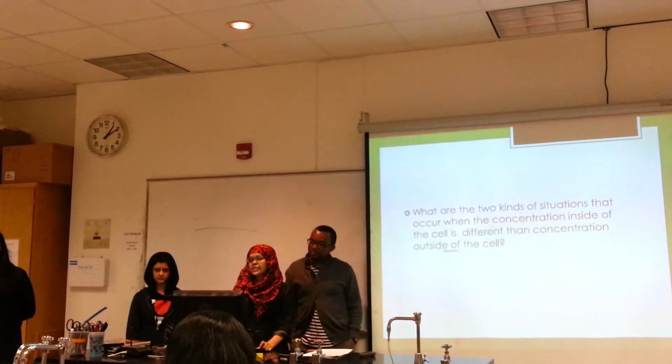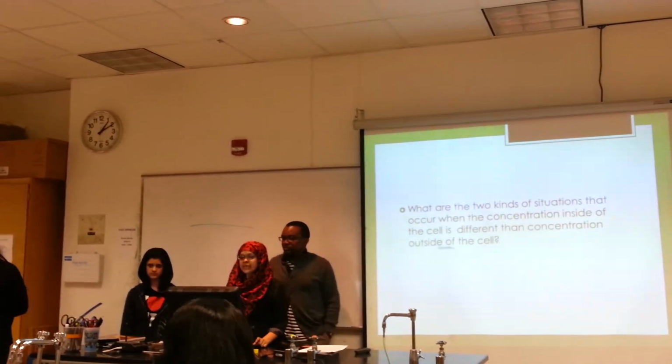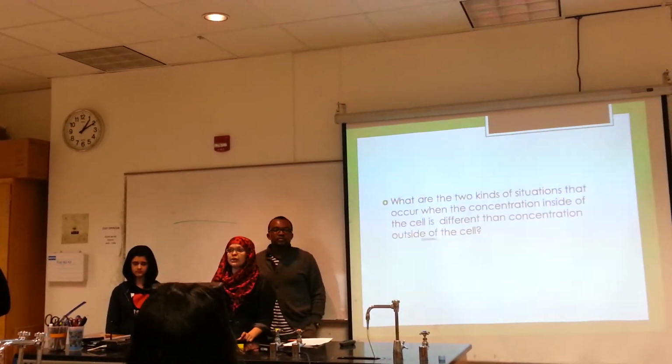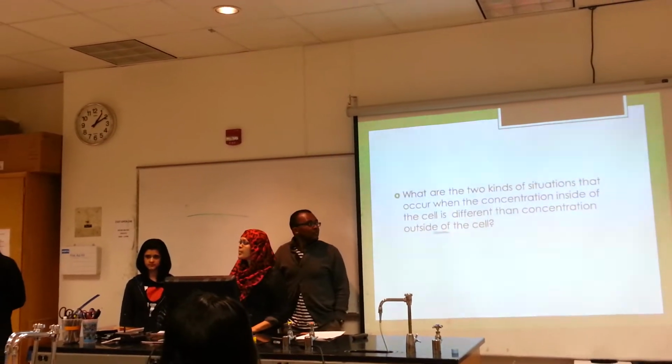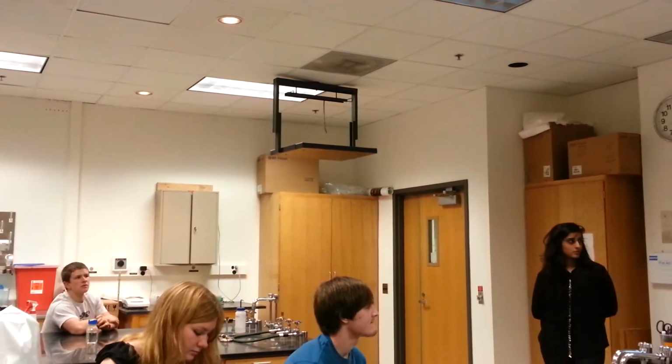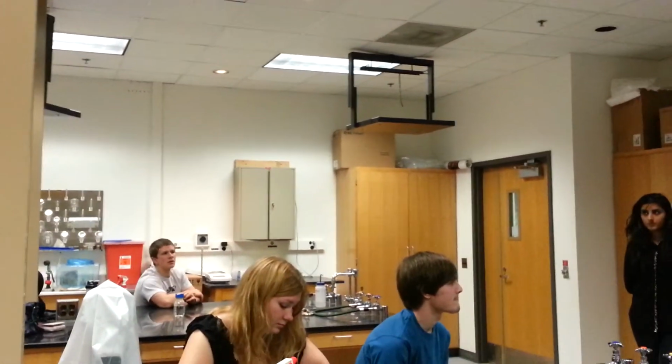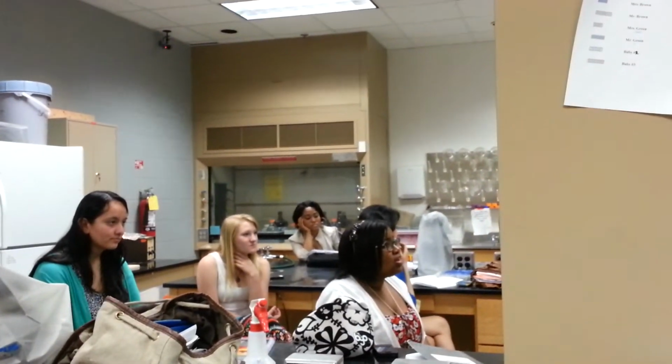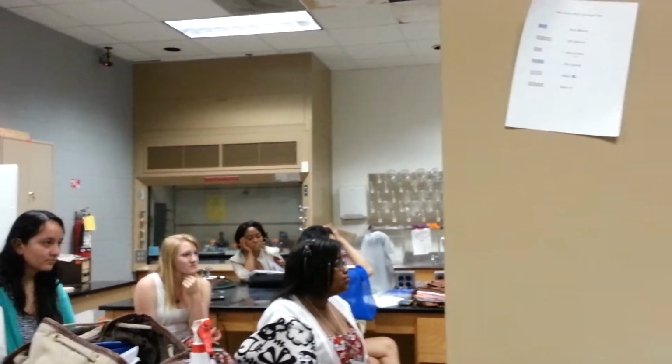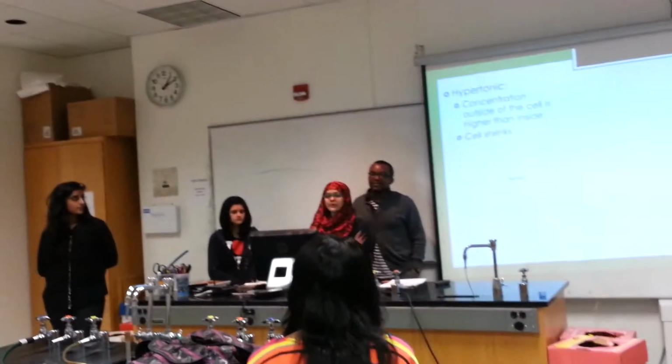What are the two kinds of situations that occur when the concentration inside of the cell is different than concentration outside of the cell? Hypotonic, hypertonic. Can anyone tell what is hypertonic and hypotonic? Hypotonic is when the cell swells, and hypertonic is when it shrinks. Yes. So, first one is hypertonic.